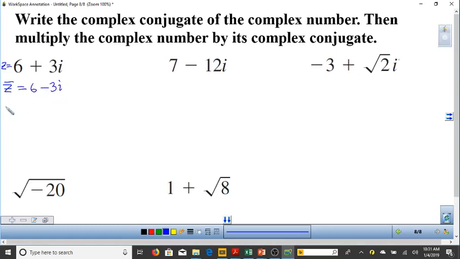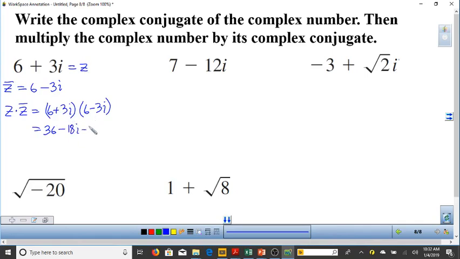And now let me multiply z times its conjugate, and I will get 6 plus 3i multiplied by 6 minus 3i. And if you remember, the conjugate is the same complex number but with the sign changing for the imaginary part. So when we multiply, we get 6 times 6 is 36. 6 times negative 3i is negative 18i.